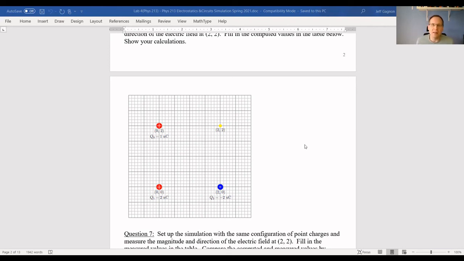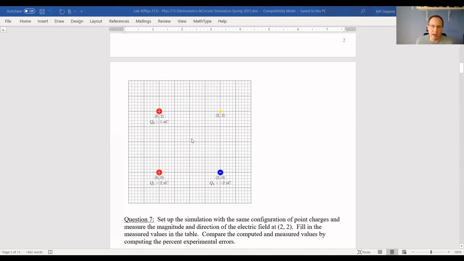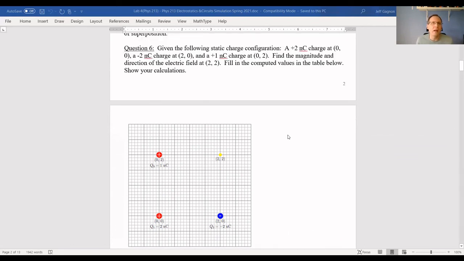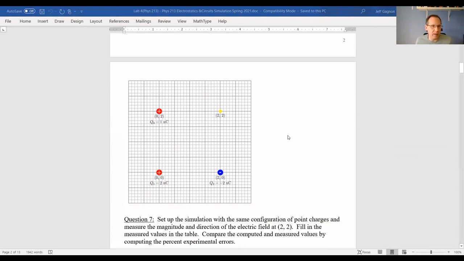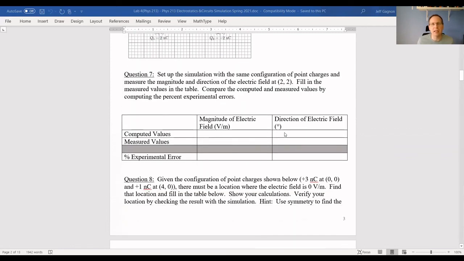Then I want you to go to the simulation. So question 6 is basically compute those values, right? Find the magnitude and direction of the total electric field at (2, 2), which means you have to find the magnitude and direction of the electric field due to each of these particular charges, and add them all together. Then I want you to set this up in a simulation, measure the magnitude and direction of the electric field at that point (2, 2), and then compare what you got to what you computed. Okay, so that's basically question 7.